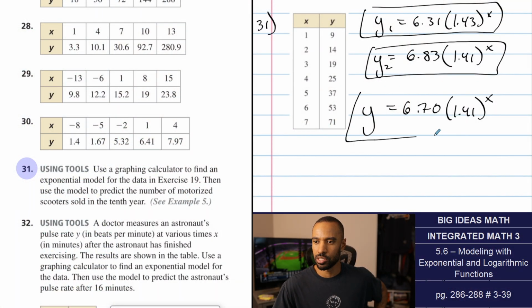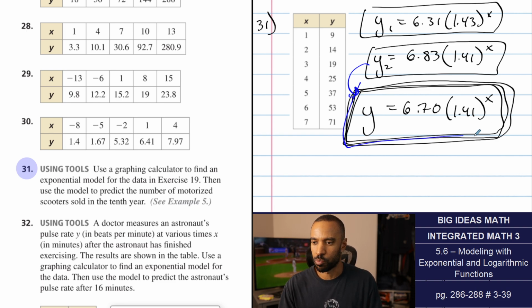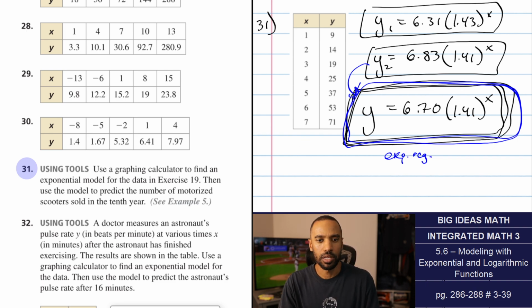And our best equation for this will be, it's a 0.997 thing. So 6.70 times 1.41 to the x power. So here is the best one, which matches, I guess, more closely with 2. That's the one that matches more closely. Anyway, I'm boxing this one to say this is the actual exponential regression one. Now, we're going to use that equation to predict the number of motorized scooters sold in the 10th year.